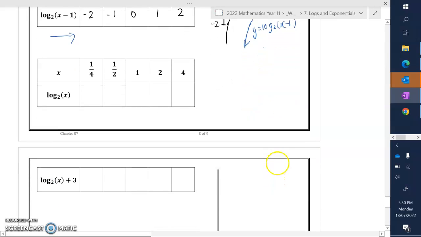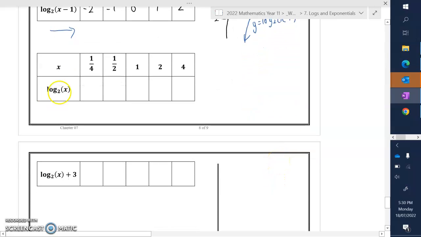What we're going to have a look at now are these two graphs, log of base 2 of x and log of base 2 of x plus 3. Now think back to our last topic, functions. What happened to our graphs? How did they translate when we added a value onto the end? Pause it if you need to and have a think about it. It actually moved our graph upwards.